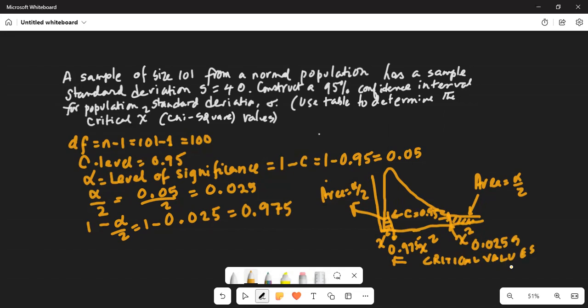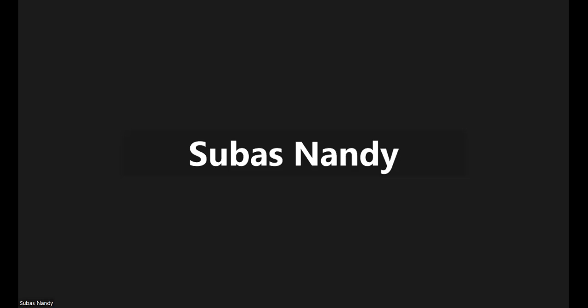As I said, we have to refer to the table. Let me show you the table. Remember, my degrees of freedom is n minus 1, 101 minus 1, which is 100. So let's go to the chi-square table, which you can find on the web, as I found on the web. I will share it with you in a minute.